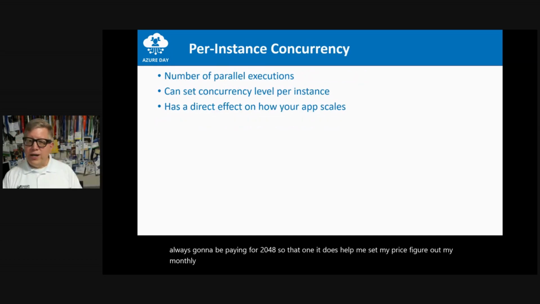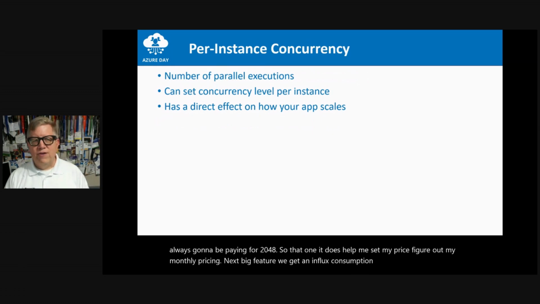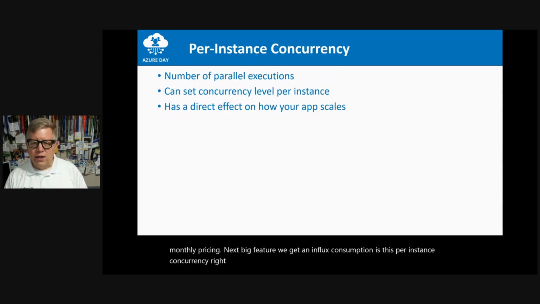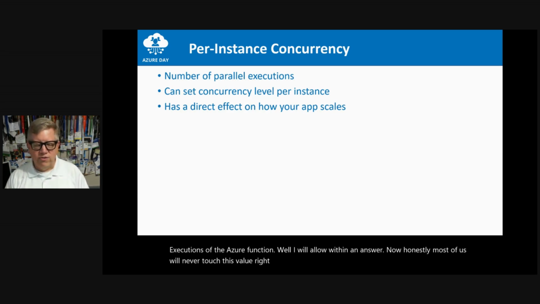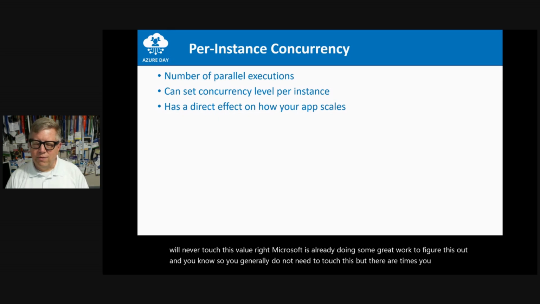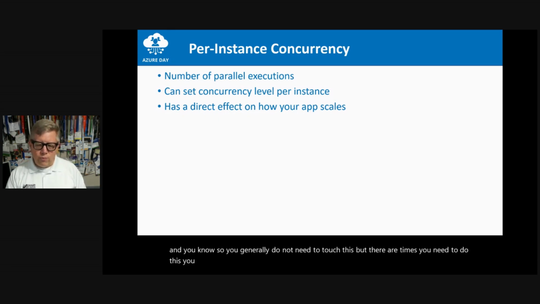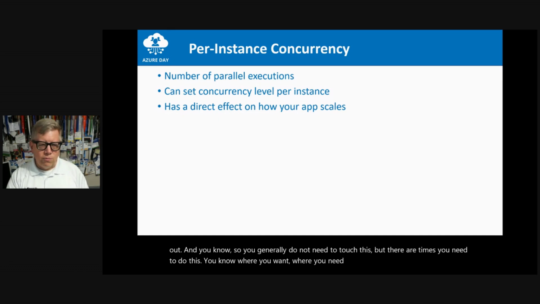Next big feature that we get in Flex Consumption is this per-instance concurrency, right? So the idea of how many concurrent executions of the Azure function will I allow within an instance. Now, in all honesty, most of us will never touch this value, right? Microsoft is already doing some great work to figure this out, and so you generally do not need to touch this. But there are times you need to do this, where you need to do some certain rules on how you're optimizing your usage.